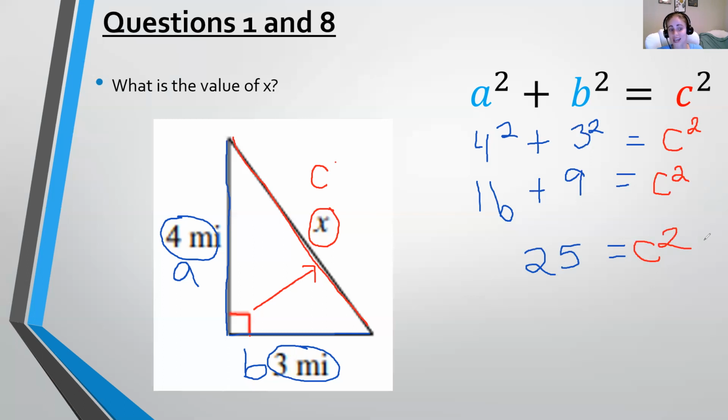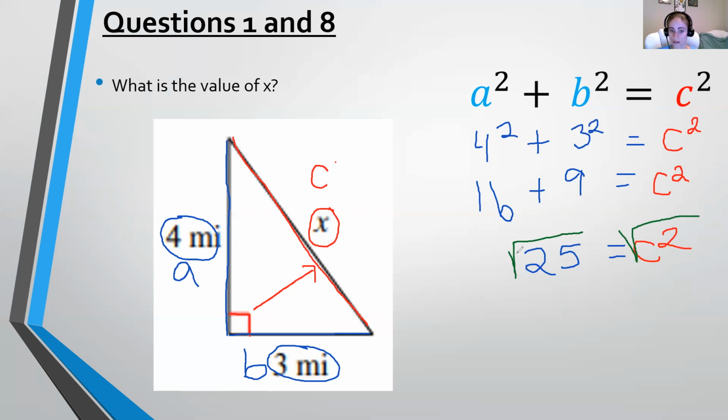All right, we're close. Now we need to finish by solving our equation because we know 25 equals C squared, but I don't want to know C squared. I want to know C. The inverse of a square is a square root. So we will take the square root of both sides.